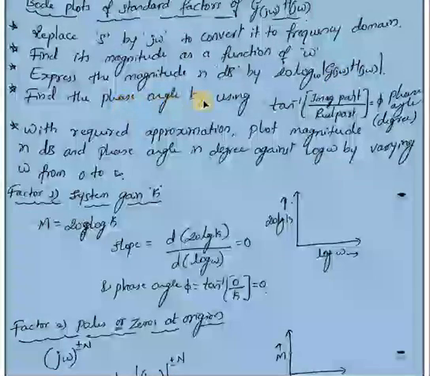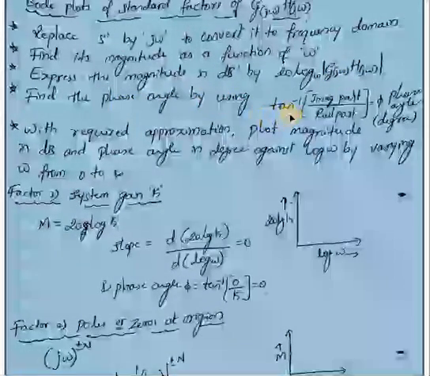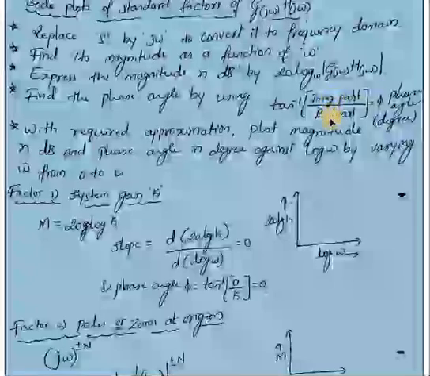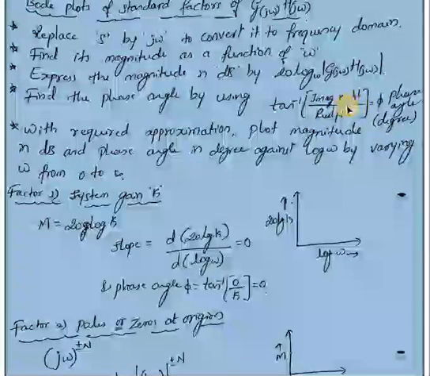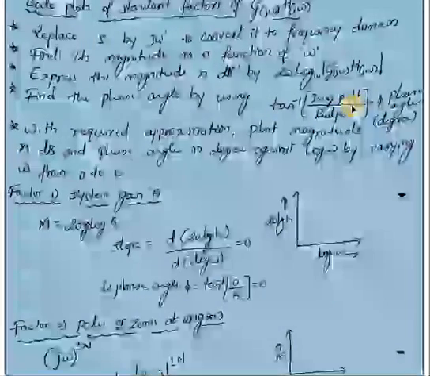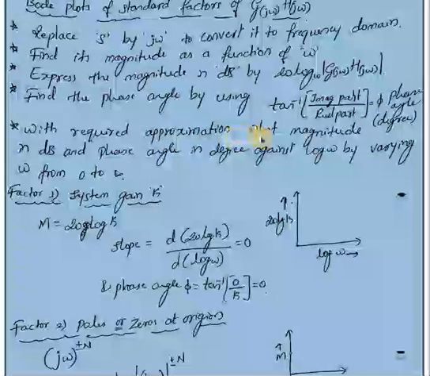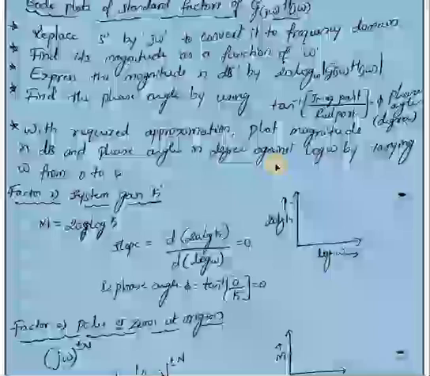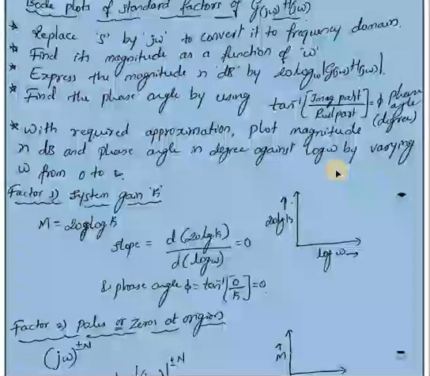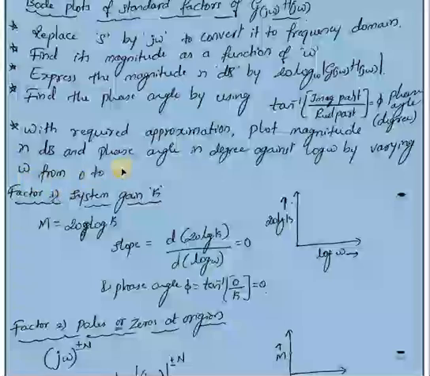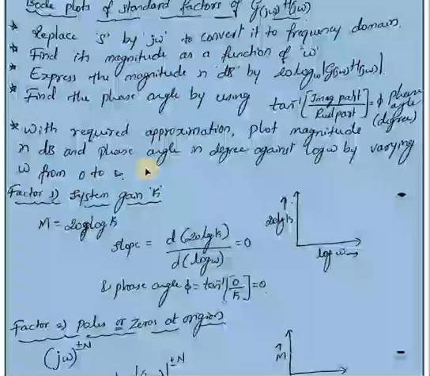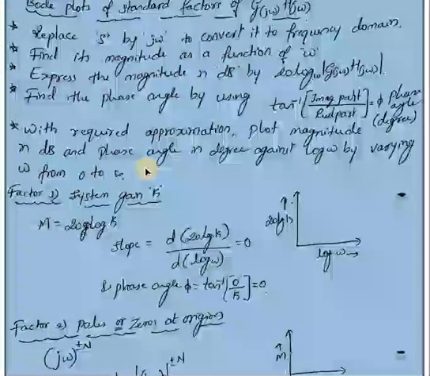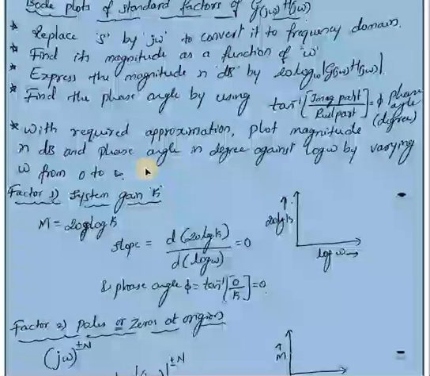Then find the phase angle by using tan inverse of imaginary part divided by real part, and this angle should be in degrees. Then, with the required approximation, plot the magnitude in decibels and phase angle in degrees against the logarithmic value of the frequency by varying the frequency value from 0 to infinity. So let us start with the analysis of the basic factors one by one.